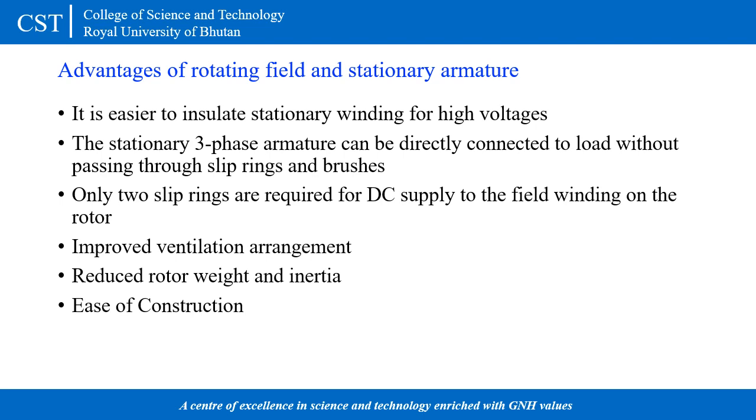Some of the advantages of rotating field and stationary armature, that is the construction of alternator, are: it is easier to insulate stationary winding for high voltages. The stationary three-phase armature can be directly connected to load without passing through slip rings and brushes. Only two slip rings are required for DC supply to field winding on the rotor. Other advantages are improved ventilation, reduced rotor weight and inertia, and ease of construction. These are all very simple to understand.